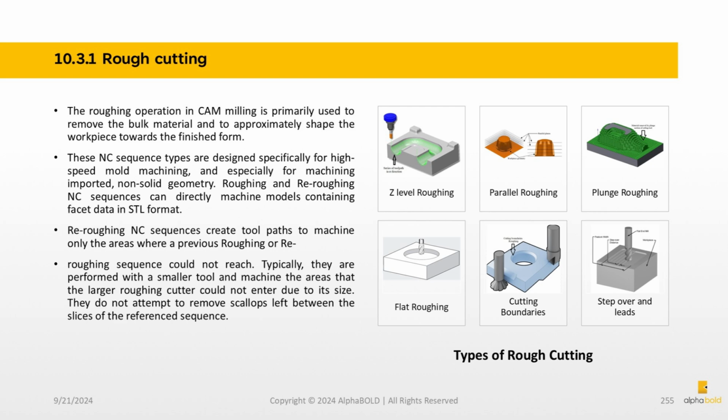Re-roughing NC sequences create tool paths to machine only the areas where a previous roughing or re-roughing sequence could not reach. Typically, they are performed with a smaller tool and machine the areas that the larger roughing cutter could not enter due to its size. They do not attempt to remove scallops left between the slices of the reference sequence.